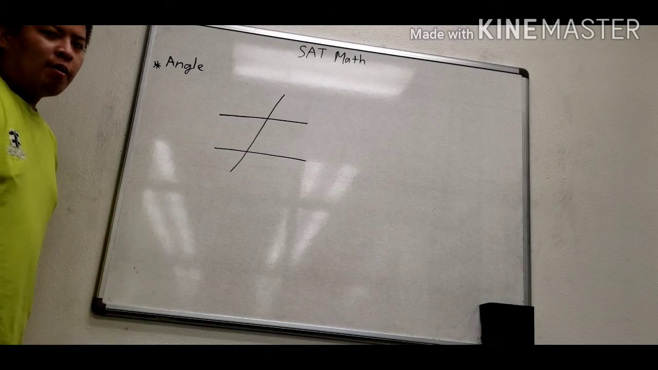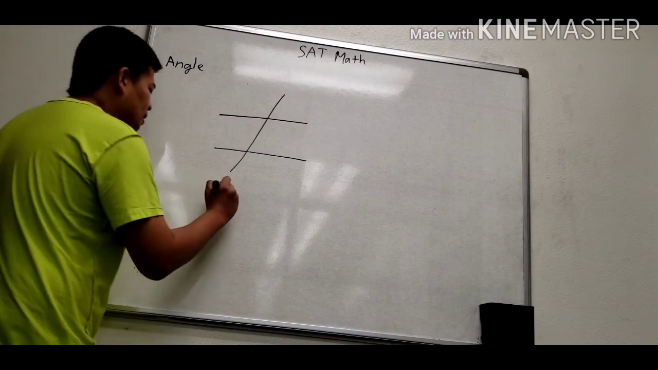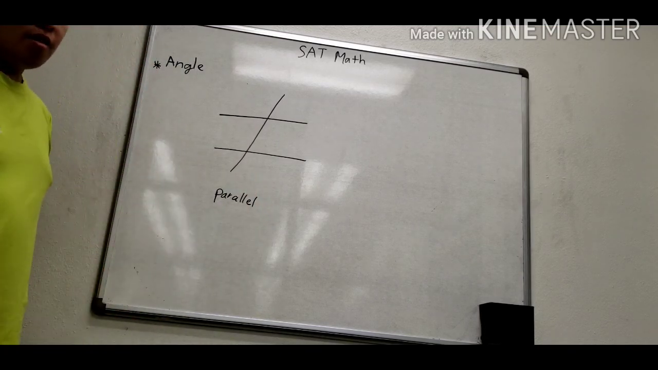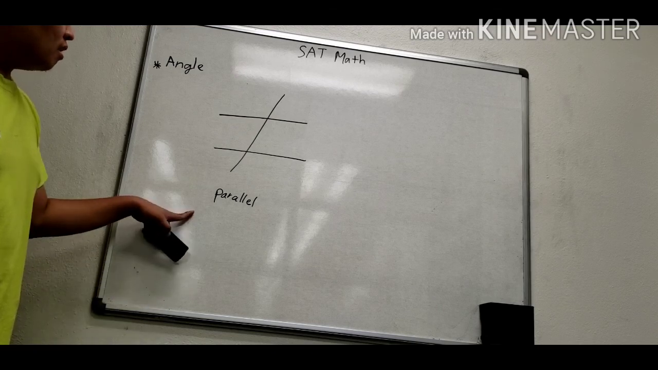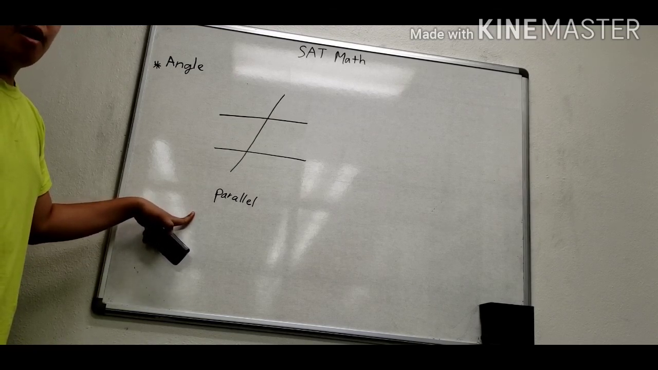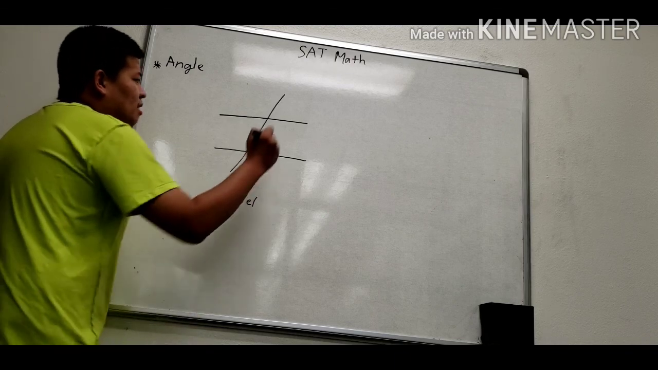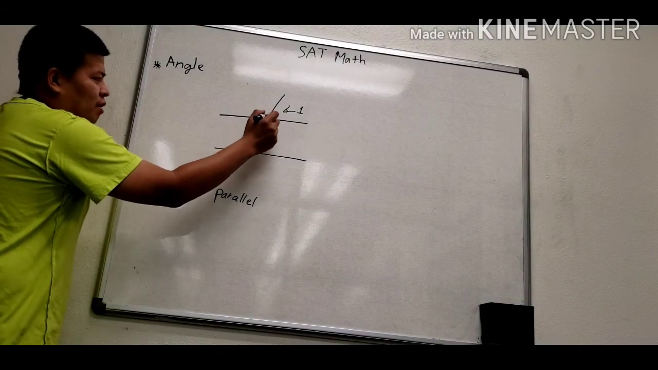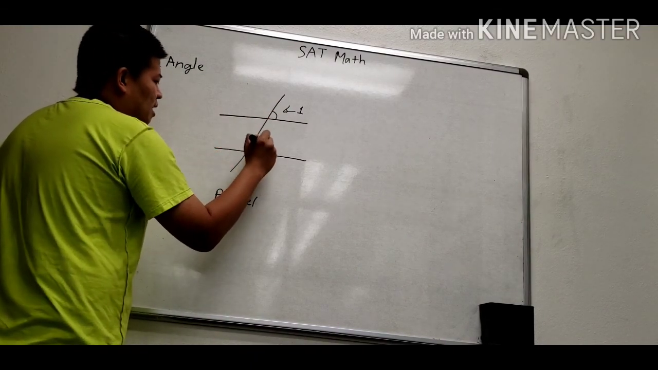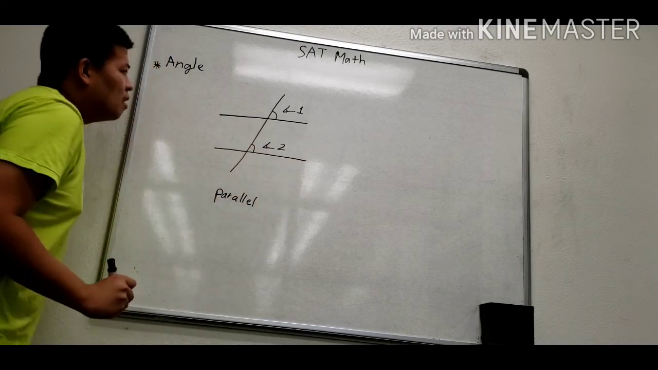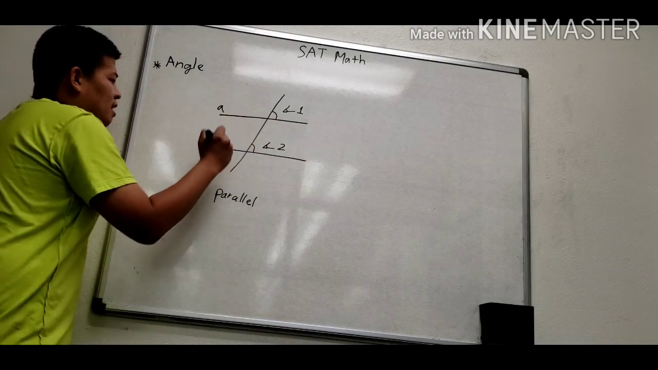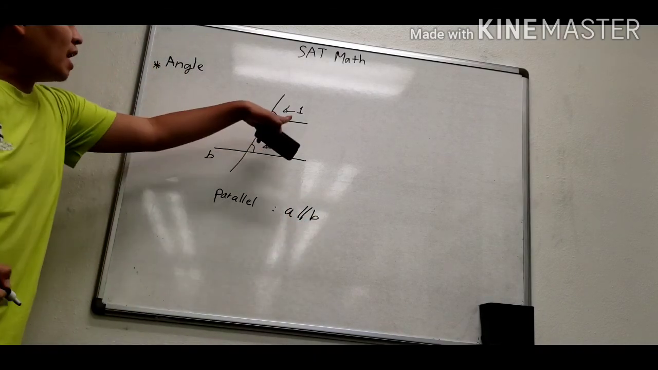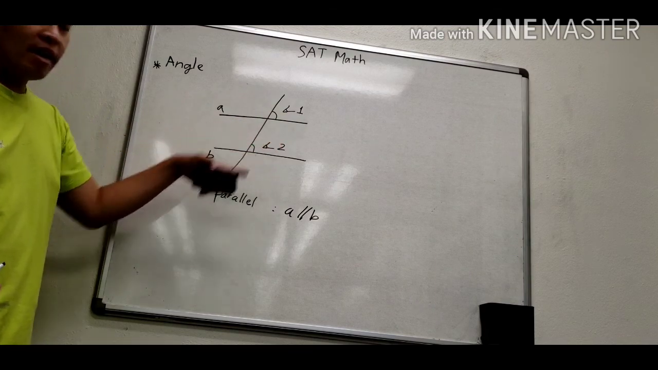The next one I will talk about is parallel lines. This is on many SAT math questions, and we need to learn to find the parallel lines in here. We know that this is angle number 1, and this is angle number 2, because lines A and B are parallel in here, so angle number 1 will equal angle number 2.